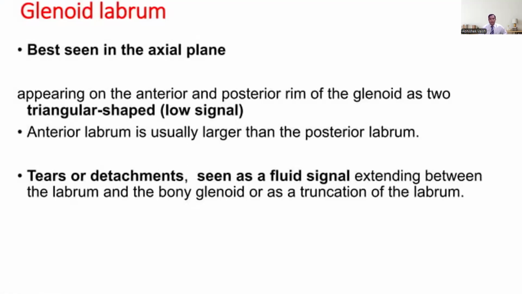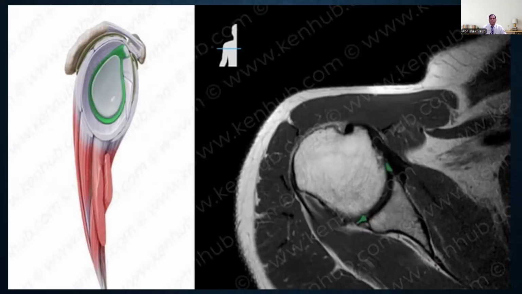So the labrum, as we saw, is best seen on an axial plane. It appears on the anterior and the posterior rim, and it is triangle shaped. And tears or detachment show us fluid signal intensity, from which we can suspect a tear. Again, this is a schematic diagram showing the glenoid with attached labrum and also the attachment of the biceps, which comes down along the groove.